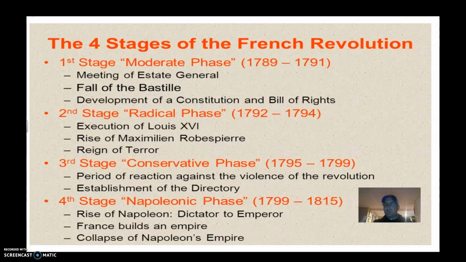When we say radical, it means extremist, right? This is going to be the violent part. This is where you see the guillotine. This is where you see the majority of people that are going to get killed are going to get killed. So between 1792 and 1794, after the execution of the king, things get crazy. Because there's people that want change. They want the revolution to move forward as quickly as they can.